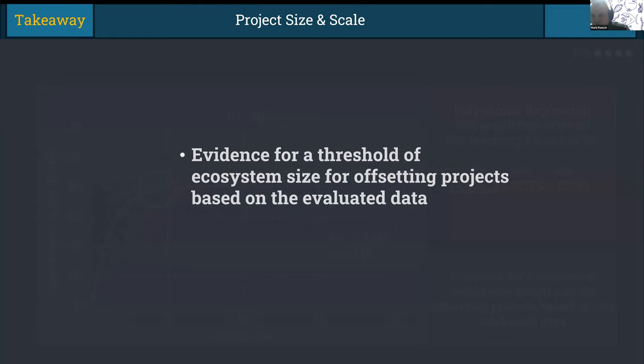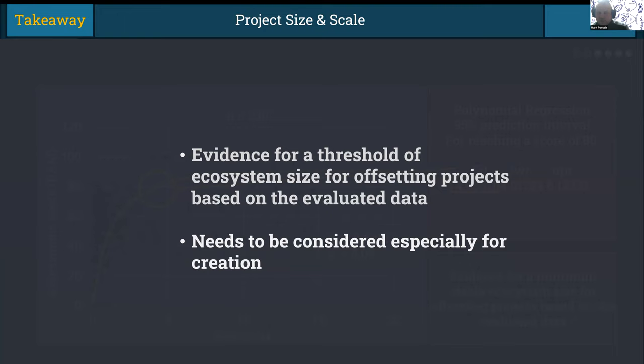But again, this is based on the 230 projects that we were able to evaluate using our inclusion criteria. And we suggest that this may be an important consideration for future offsets, to look at this relationship between project size and ecosystem function.